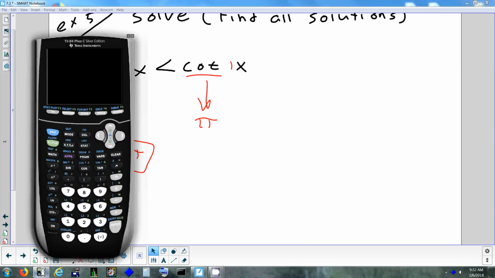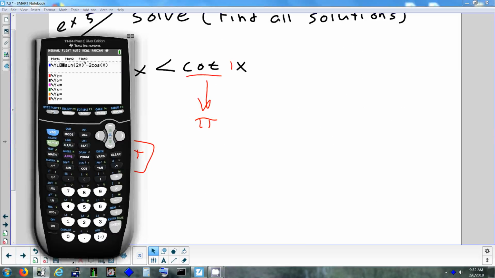I'm going to graph it so everything is on one side. So I'm going to graph sine of x minus cotangent x. All right, so there's sine. How do I type in cotangent? Because I don't have a button for that. Leo? 1 over tangent. Perfect. 1 divided by tangent. So sine minus cotangent.